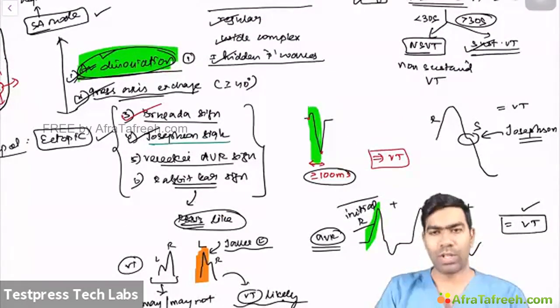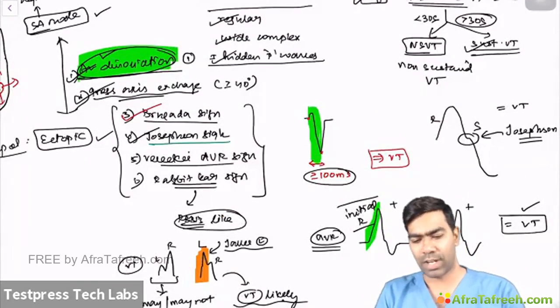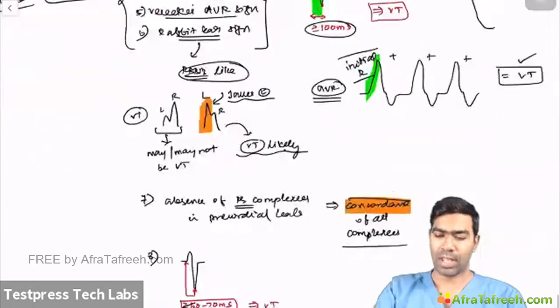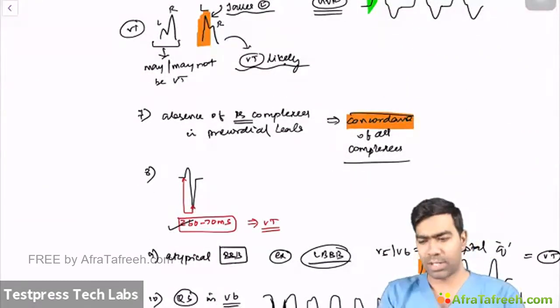In that, whatever I told you in the beginning: AV dissociation, Brugada sign, Josephson sign, Vereckei, Rabitier sign, gross axis, all these things have been asked in exams. The remaining things have not been asked in exams, but still they are really important.